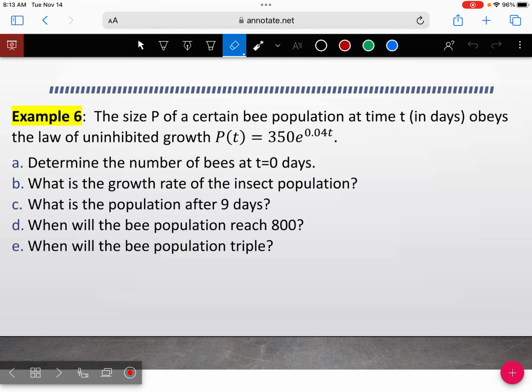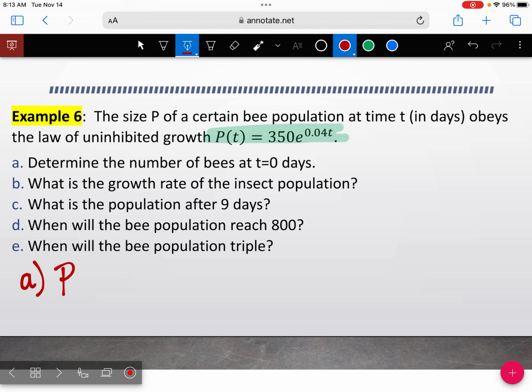So it says that the size P of a certain bee population at time t, which is in days, obeys the law of uninhibited growth. So this is our formula that we're going to work with. We're going to answer all the parts based off that formula. So let's look at part A. For part A, it says, determine the number of bees at t equals 0.